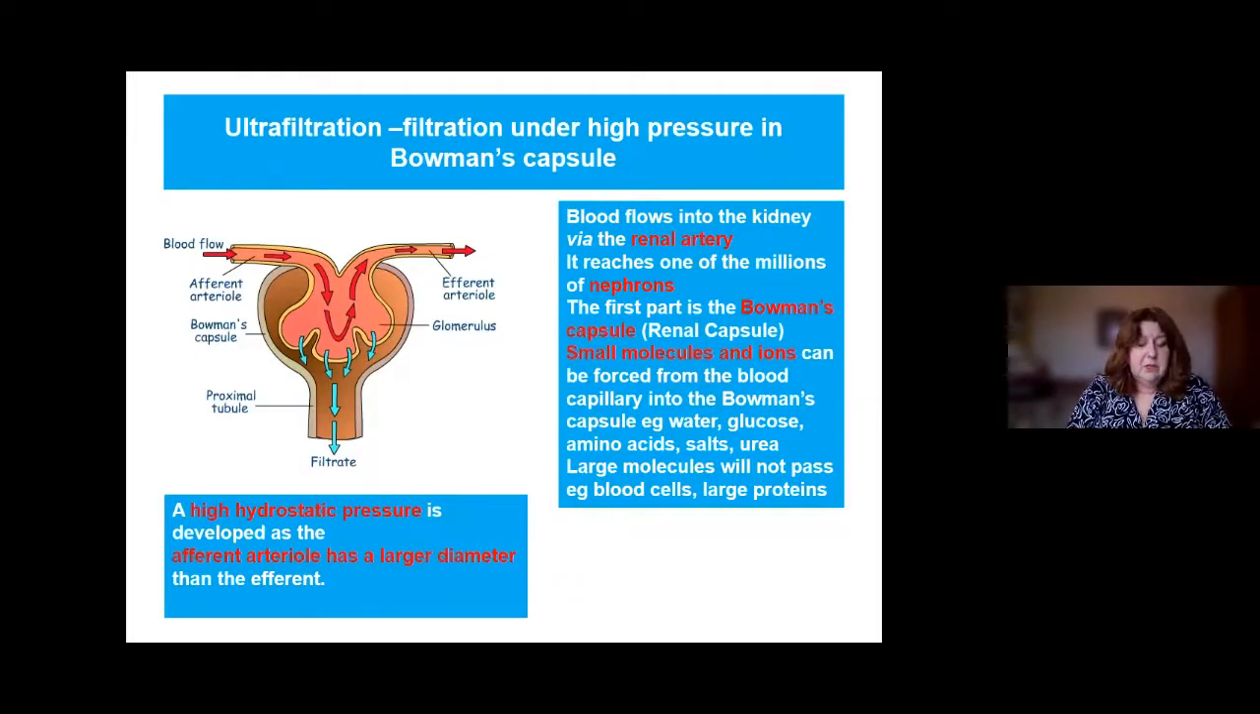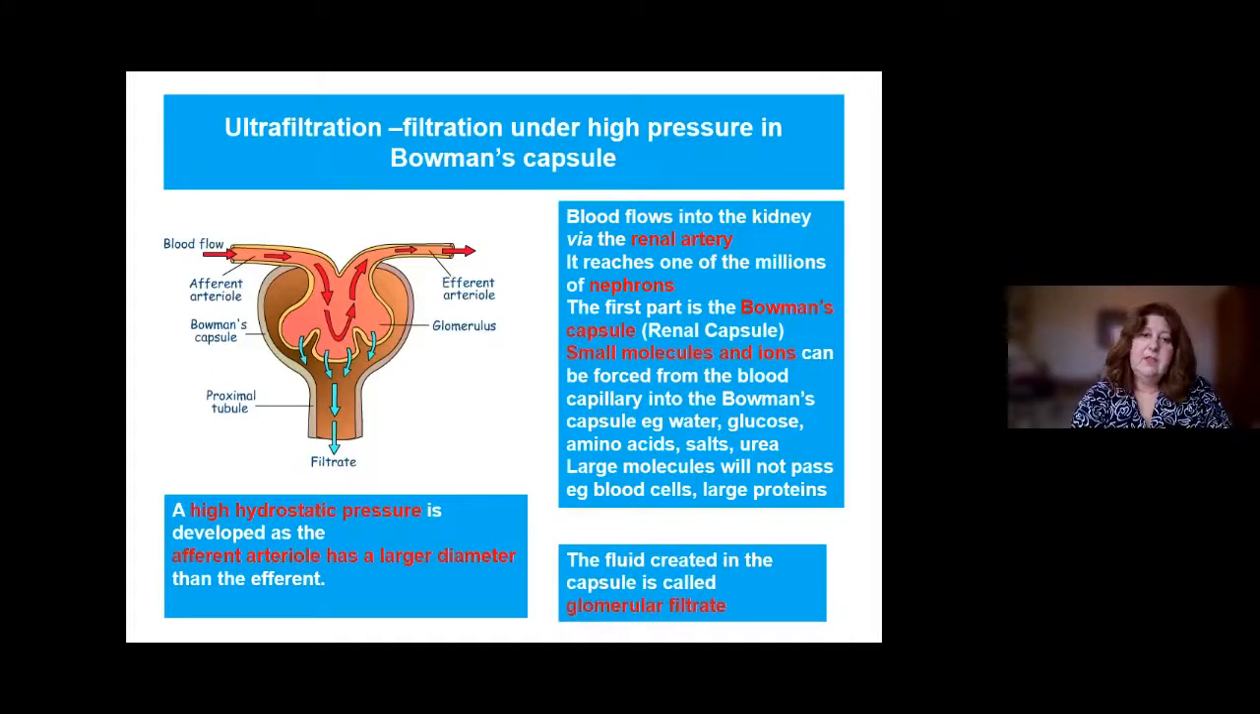The sorts of substances which can be forced through are small molecules like water, glucose, amino acids, salts like sodium and chloride ions, and urea. But remember that it's not possible for large molecules like large proteins, or cells, red blood cells and white blood cells, to be pushed through, because they're way too big. Okay, so what we end up with after ultrafiltration is something called the glomerular filtrate, because the fluid created is being produced here as a result of the pushing through from the glomerulus.